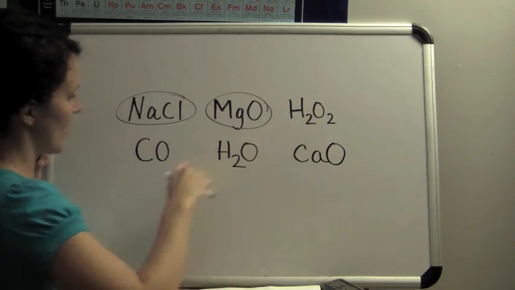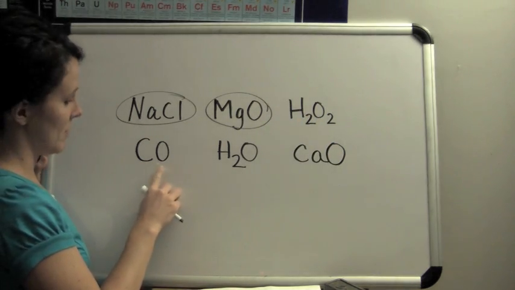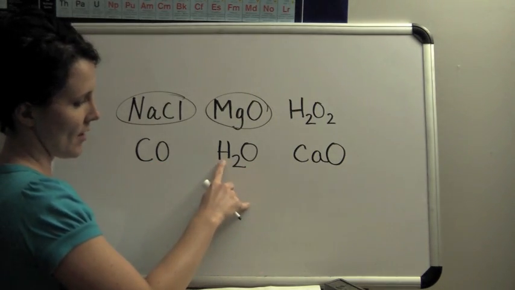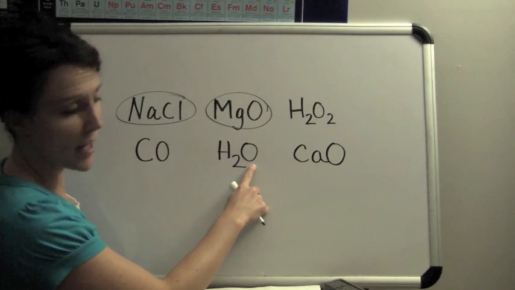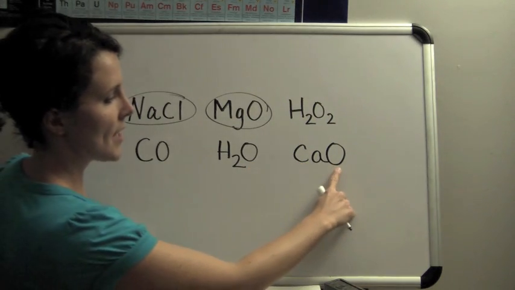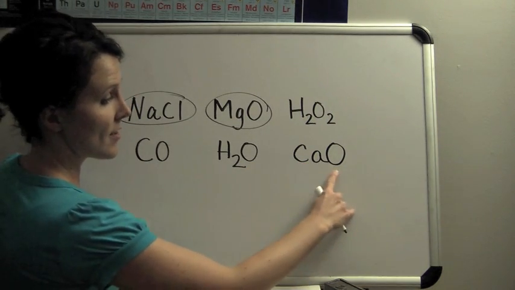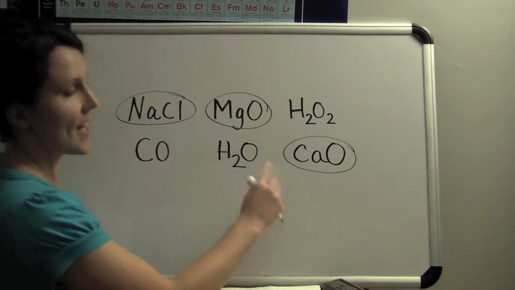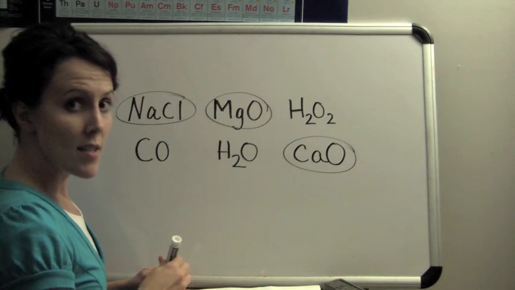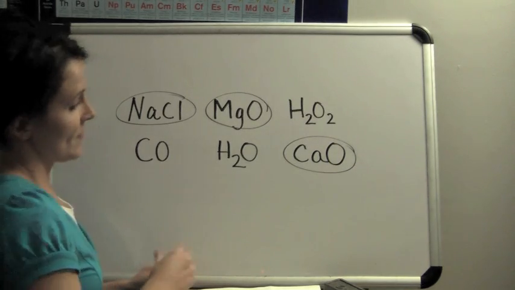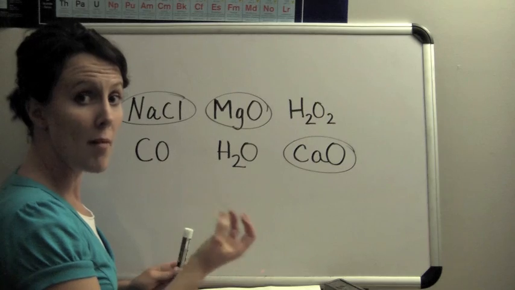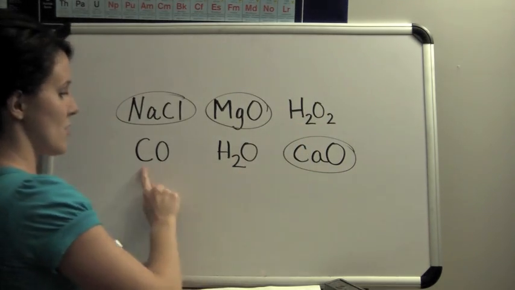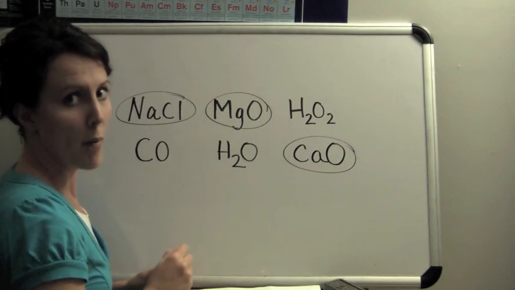Hydrogen and oxygen: nonmetal, nonmetal. What about carbon and oxygen? Both are nonmetals. What about H2O? Hydrogen and oxygen, both nonmetals. What about calcium and oxygen? This is a metal, this is a nonmetal. So those 3 are ionic compounds. Next question, which of these are molecular compounds? Well, molecular compounds are nonmetal combining with nonmetal elements. These 3 are all examples of molecular compounds.